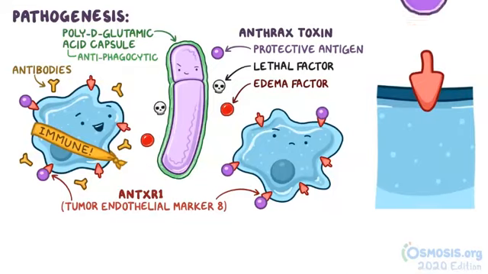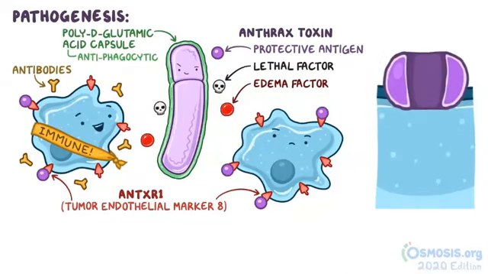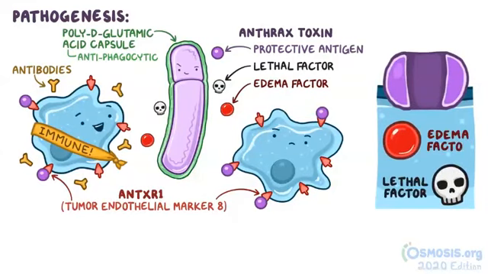After binding, protective antigen forms a channel in the immune cell membrane that allows for 2 additional proteins called lethal factor and edema factor to enter the intracellular space.